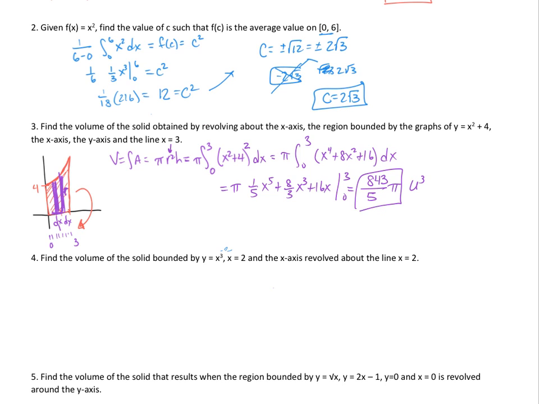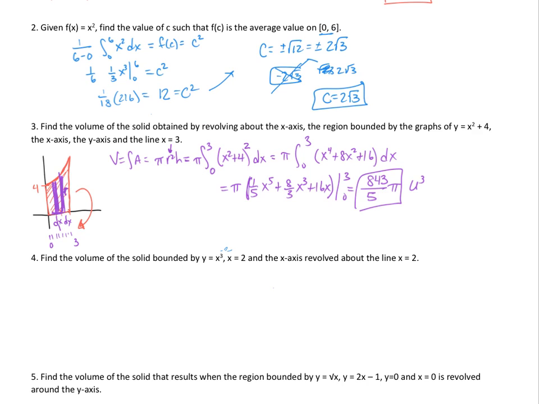So you could double check that when you put in the 3. You get 3 to the 5th, 1 over that over 5, 3 cubed, 27 over, minus 0. The rest of it will be 0. So plug that in, work that out. It should be 843 over 5 pi.